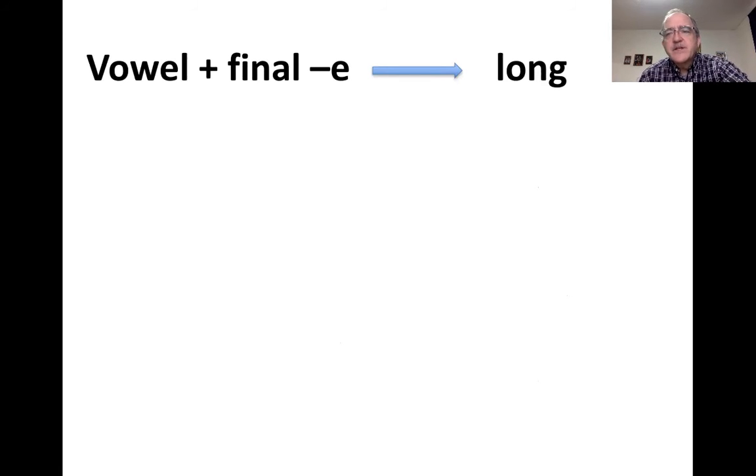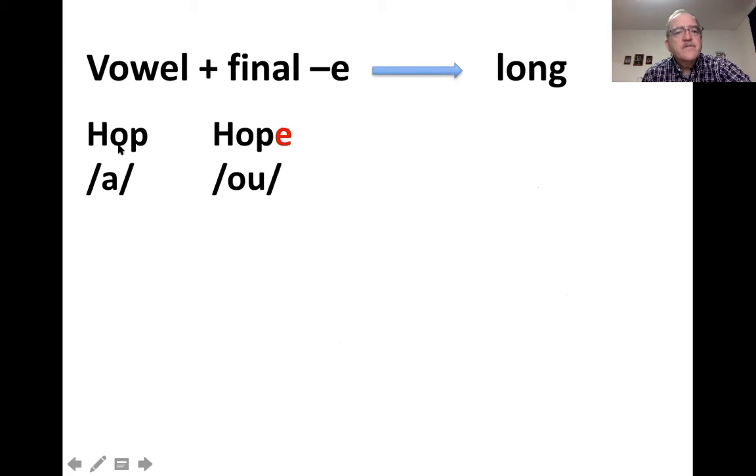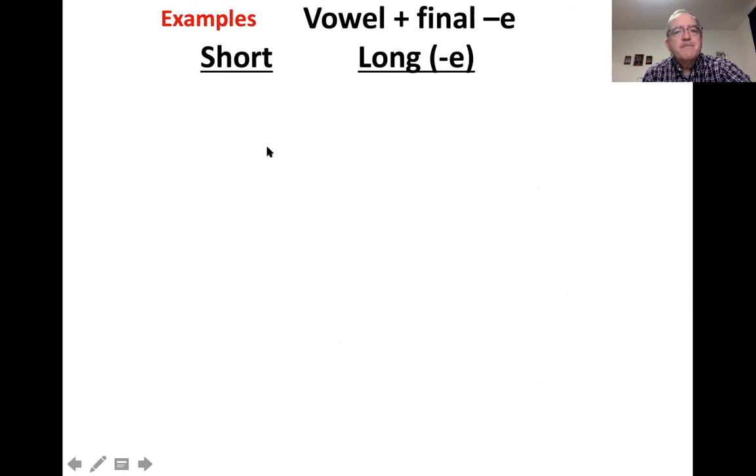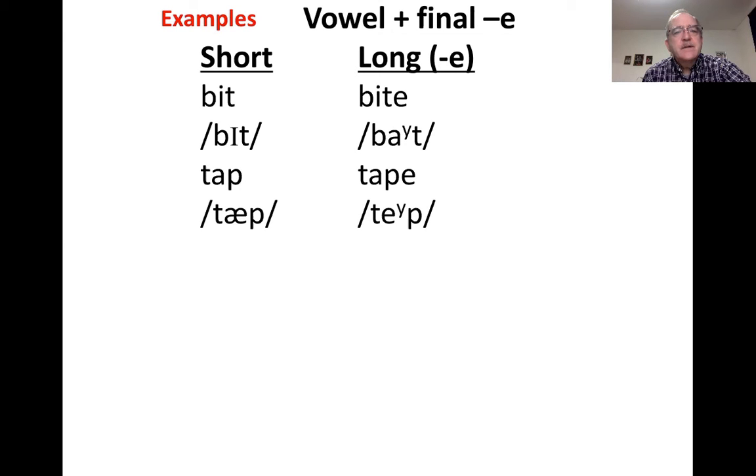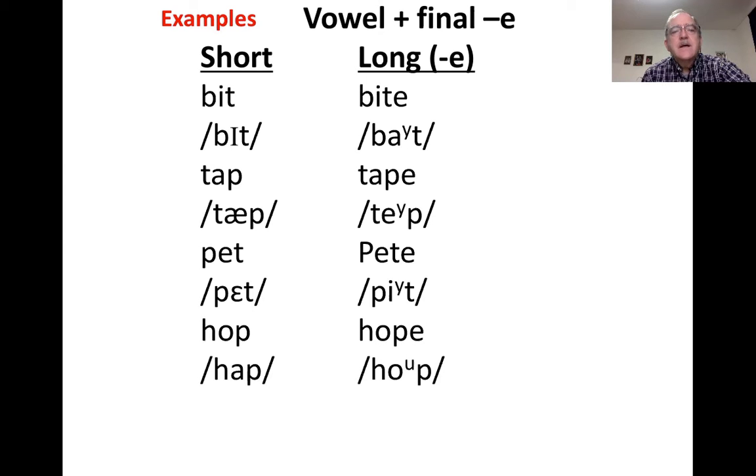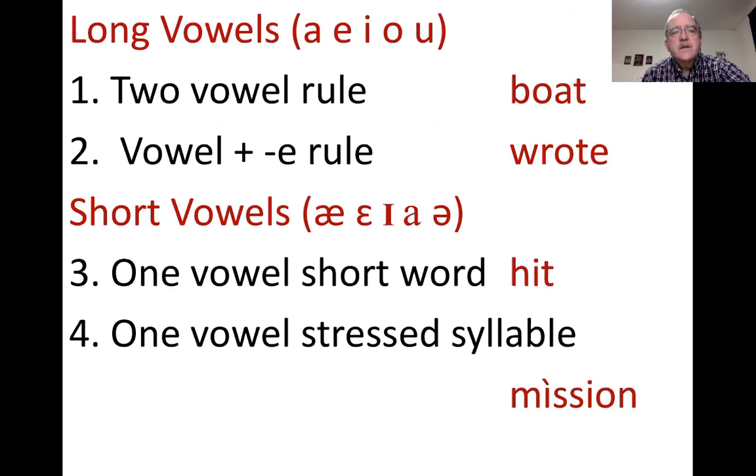How can you remember which sound it is? If you have a word with a vowel and a final E, it becomes the long sound. Okay, this is short vowel, hop, but you put an E on it, it becomes hope. Let's try it. Short, bit, bite. Can you remember? Tap, tape. Pet, Pete. Hop, hope. Us, use.